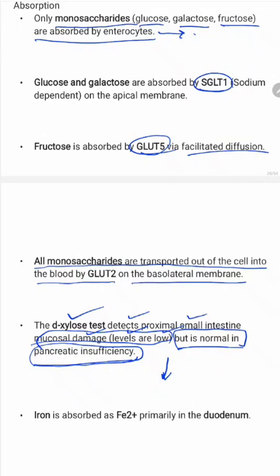If the D-xylose level in the body is normal, then we conclude that this is pancreatic insufficiency, and if the D-xylose level in the body is low, then we conclude that there is mucosal damage.